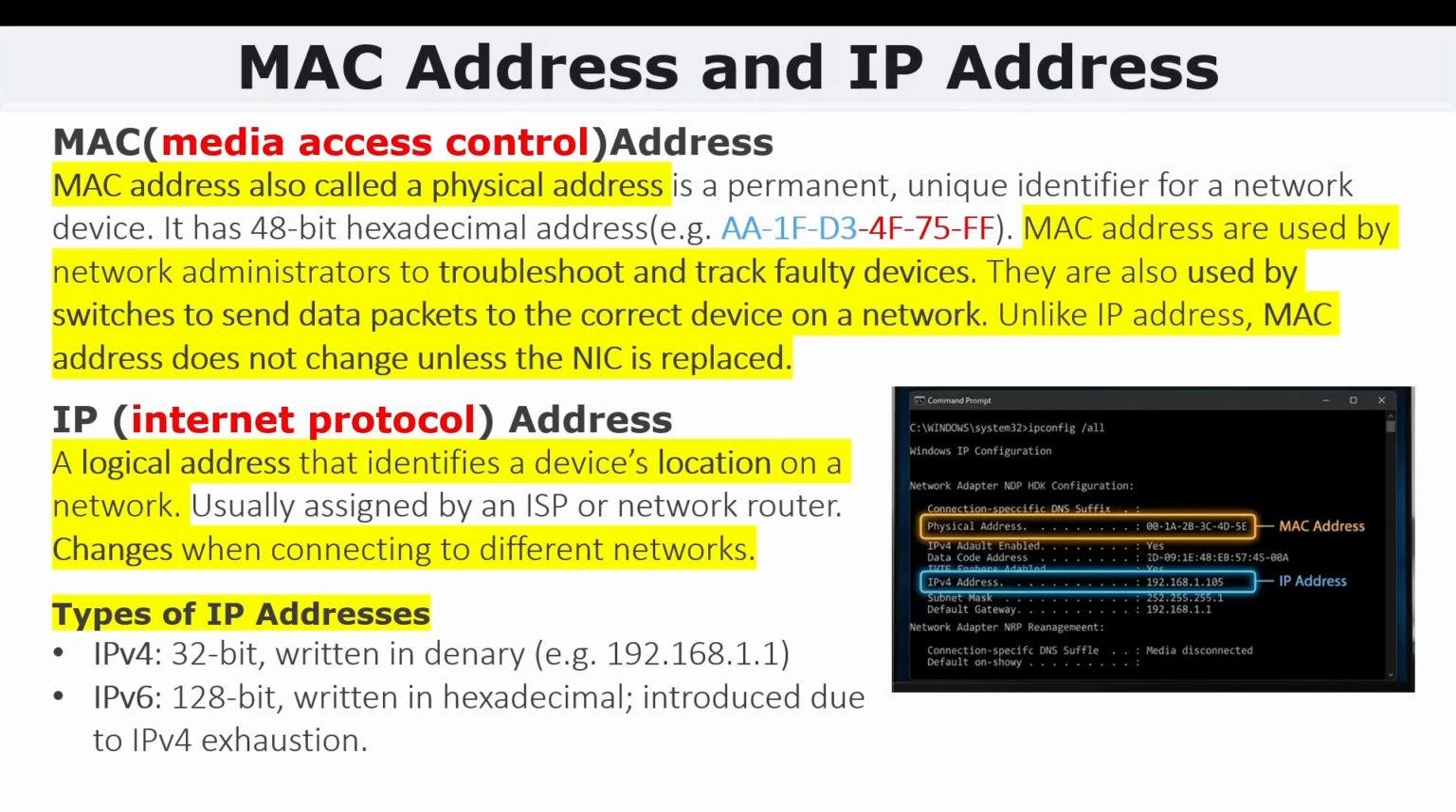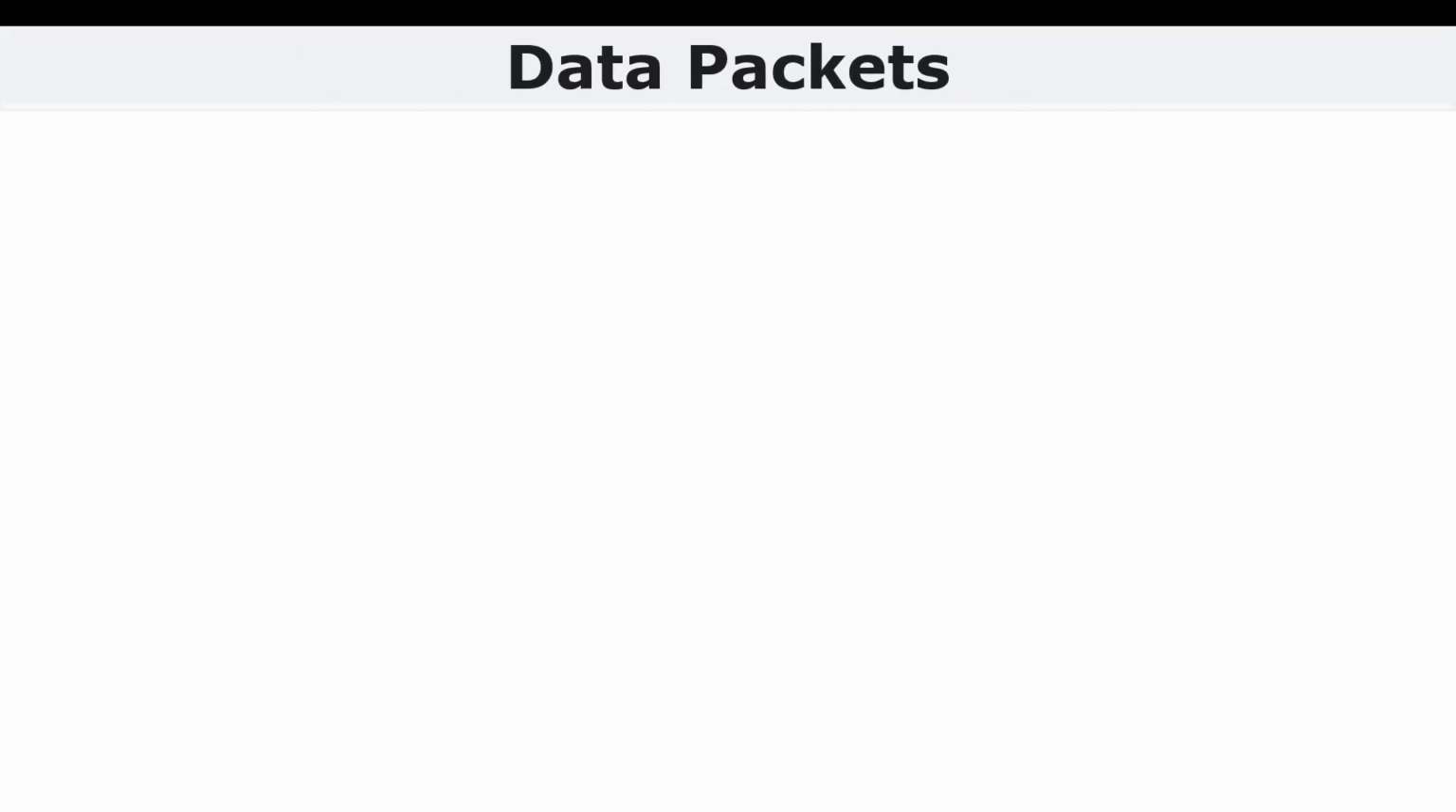All right. Now, if you want to check your IP address and MAC address, all you have to do is go to the search button, look for CMD and hit enter. Once you type in ipconfig/all, it will display your MAC address and the IP version or the IP address you are using. All right, so that is it for MAC addresses and IP addresses. Next, we're looking at data packets.